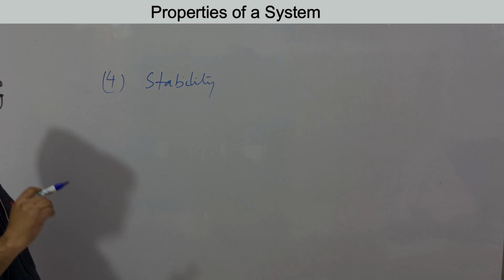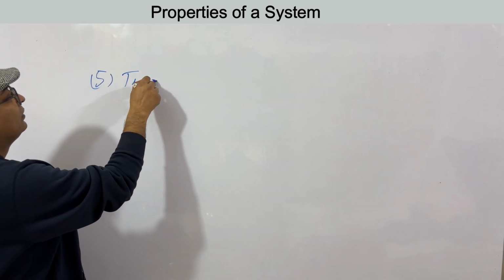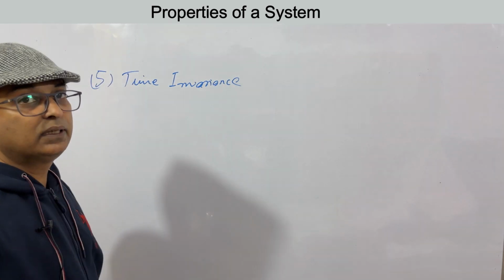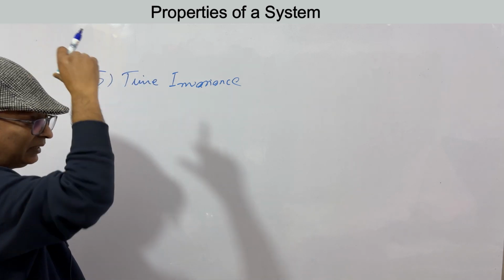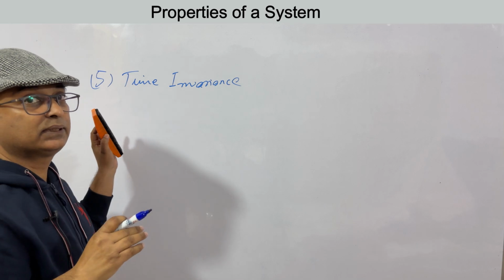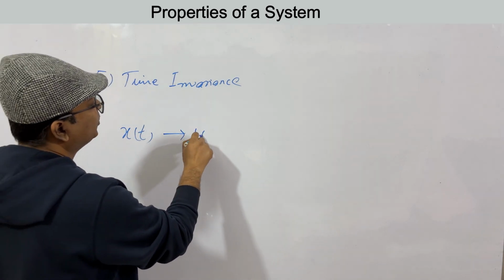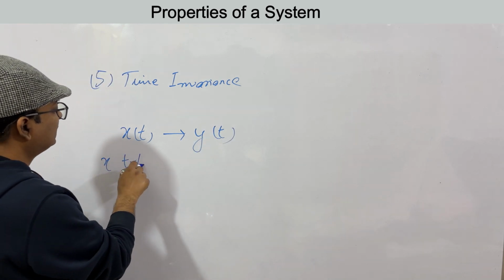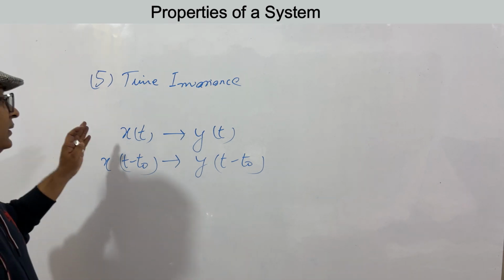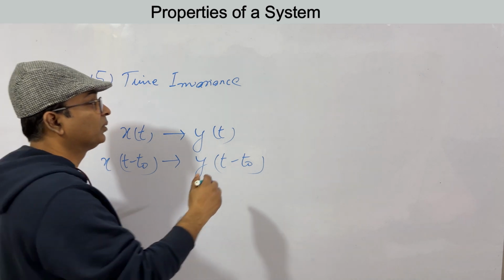Now the fifth property is called time invariance. You must have heard the term linear time invariant system. So this is time invariance. It may seem that the characteristics should not change with time, but that is actually stability. Time invariance means that if for x(t) the output is y(t), then for x(t minus t0), your output should be y(t minus t0). That is, if there is a shift in time in the input, the output should also shift by that amount only.